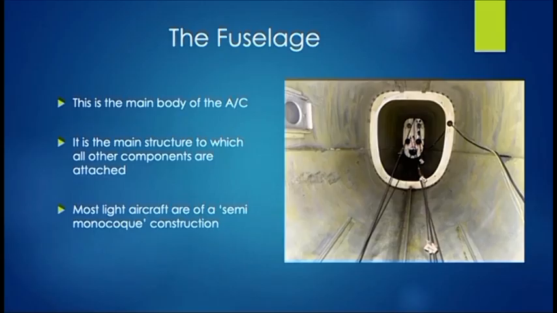First of all though, we're going to look at the fuselage, so the main body of the aircraft, and it is the main structure to which all other components are attached. Okay, so all the other components are attached to the fuselage. So the fuselage is the main part of that. Now, different aircraft have different construction techniques, but most light aircraft are of a semi-monocoque construction, and we'll go through what that means next.